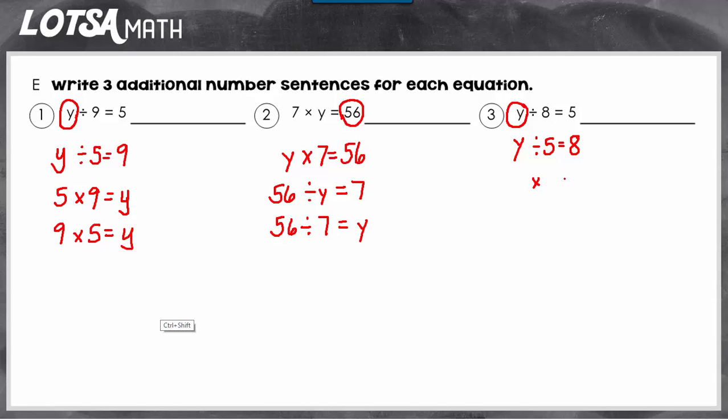And then we can do 2 multiplication number sentences, but we know that they're going to end with y this time because the largest value goes at the end of a multiplication sentence. So the other 2 numbers become the factors, and then you switch them. All right, you try yours on your own. Good luck.